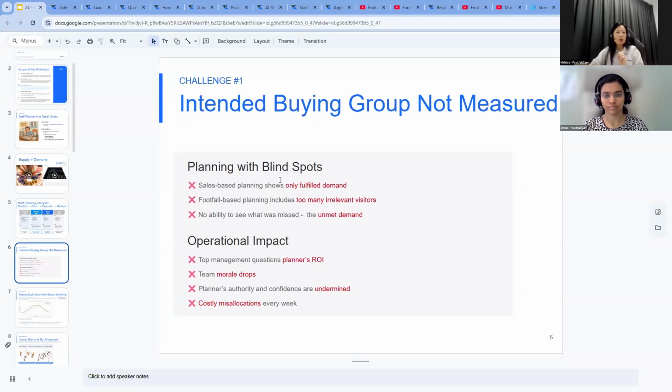So that's the first failure. You're using the wrong metrics as the foundation of your model. And if the foundation is wrong, every layer that comes after it, your model, your resource allocation, your store performance, is just built on sand.